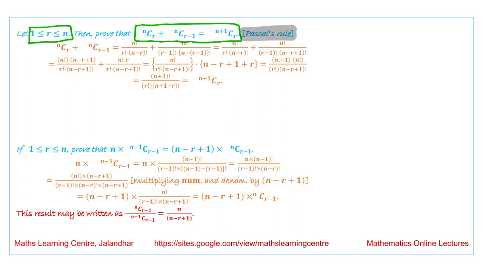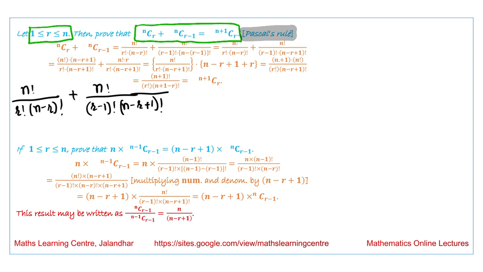Now if we substitute these values over here, we have the term nCr, so it is n factorial over r factorial into (n minus r) factorial, plus n factorial over (r minus 1) factorial into (n minus r plus 1) factorial. Now if we multiply the numerator and denominator, we are going to write this as equal to, taking n factorial common.